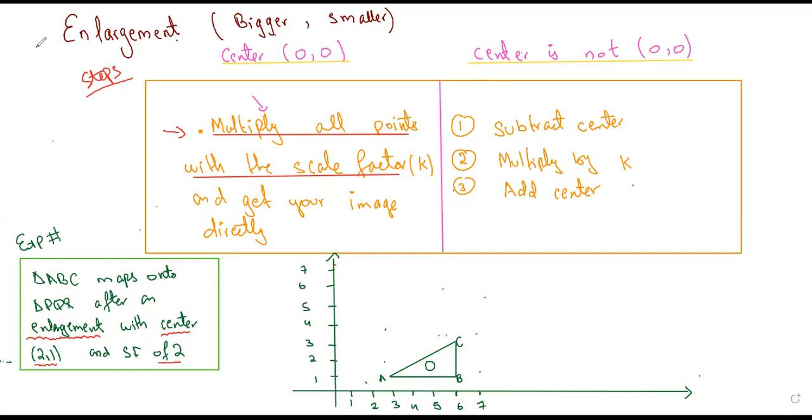So this is enlargement. We have enlargement only on this page. Then the center is 2, 1. That means we are going to do what? We are going to follow the first column or the second one?